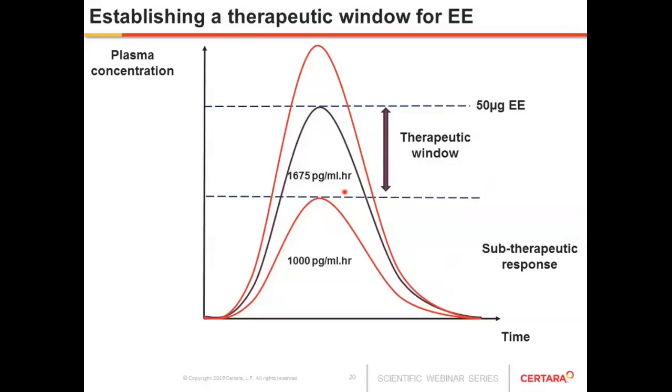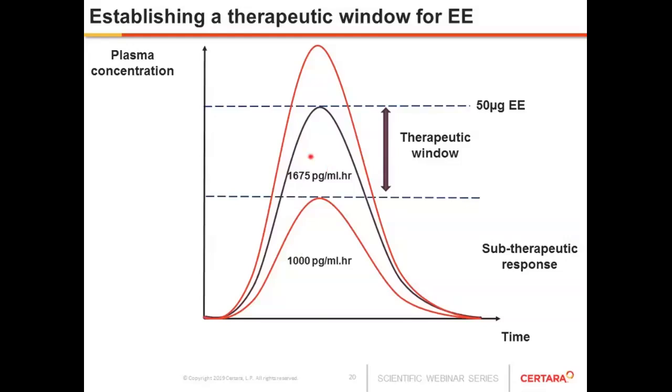So the difference between the subtherapeutic response and the toxic drug response gives us the therapeutic window. And just looking at the numbers, you have a very narrow window of between 1,000 and 1,675. So this number has already raised the red flag. It means that when giving a formulation that contains ethinylestradiol, you're trying to make sure that for that individual, you get the exposure concentration within this very narrow range.